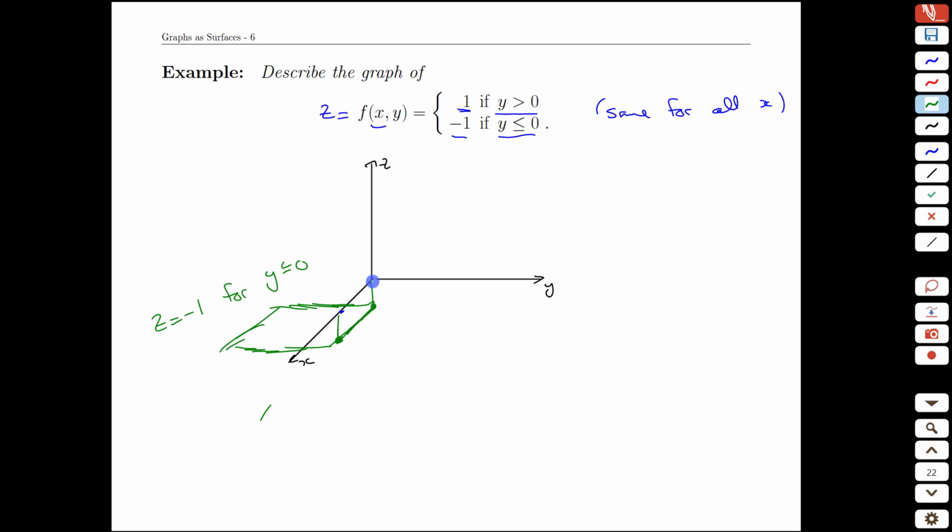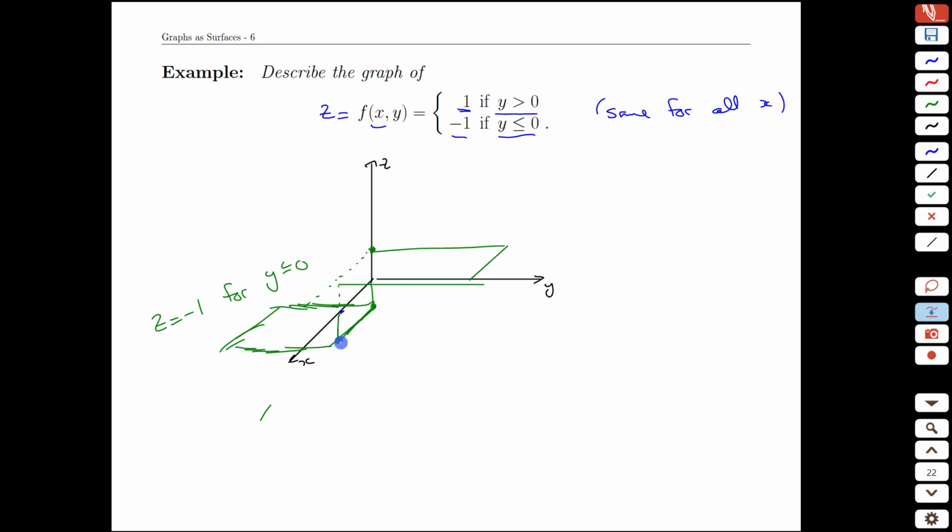Where things change is if we go to the right, because if we're going to the right, then our y values are then positive, and we take a look at what that would be. We would be up at z equals 1, and we'd get a plane at that height if we kept going in that direction. So we'd have essentially like a stair step. We'd be coming along at height -1, and then as soon as we reach this barrier, we would jump up to height +1. Let me draw this a little bit differently here, so it accentuates the contrast.